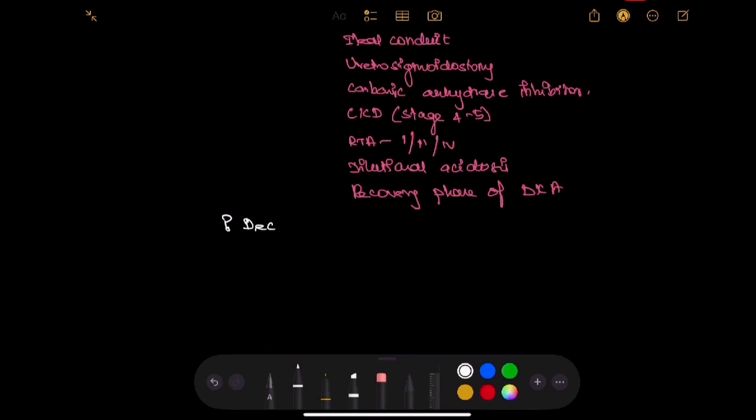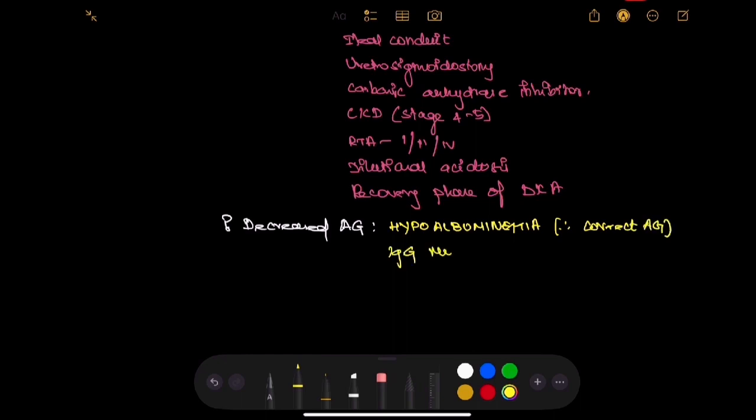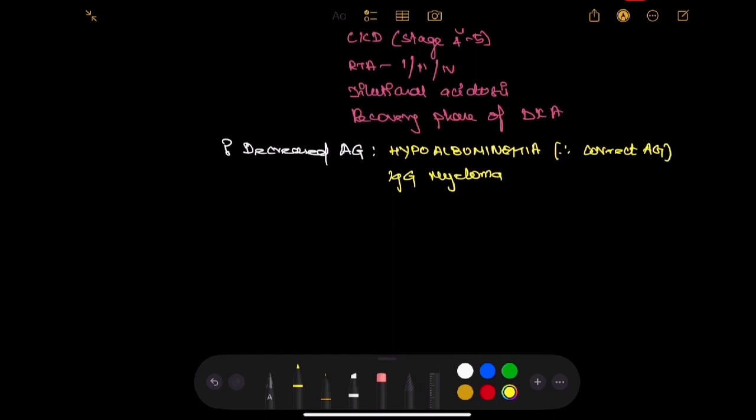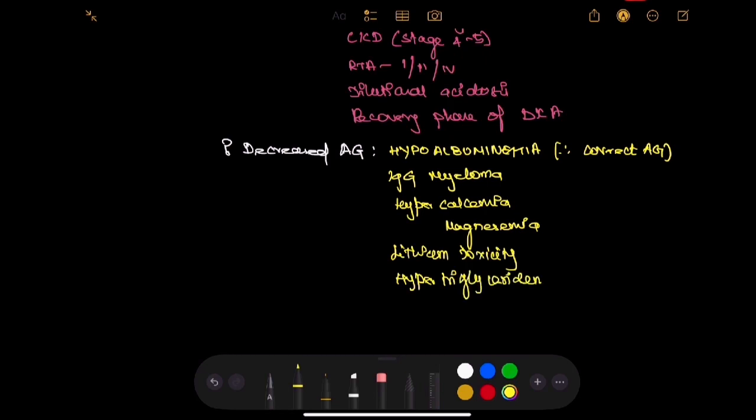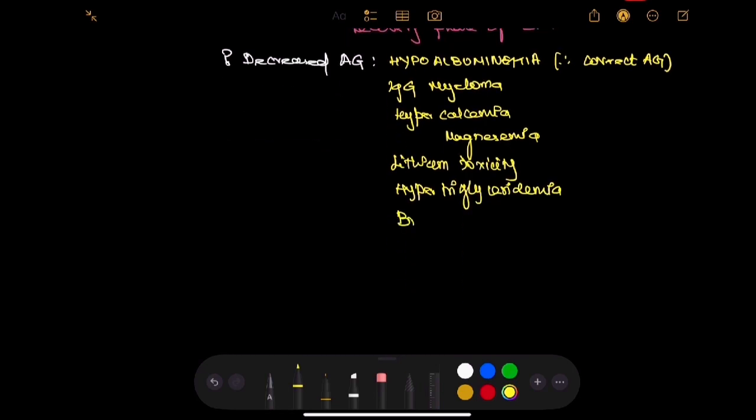What are the causes for decreased anion gap metabolic acidosis? A change in albumin concentration like hypoalbuminemia, IgG myeloma, and salicylate poisoning. These are some of the conditions which will be associated with decreased anion gap. Conditions like hypercalcemia and hypermagnesemia will also contribute to a decrease in anion gap. Lithium toxicity is also another condition which is associated with decreased anion gap, even though it is associated with metabolic acidosis.